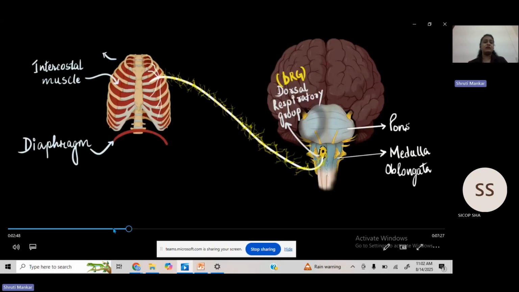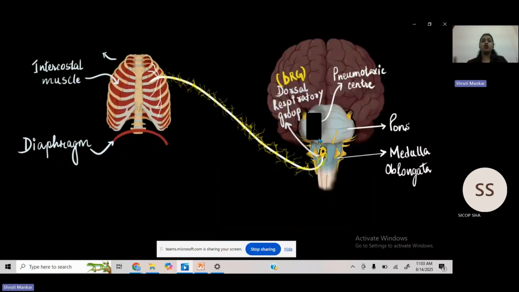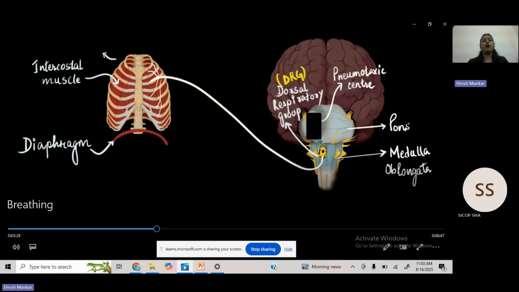Now, till when are these muscles going to contract? They need to inhibit at some point of time. Otherwise, there has to be an initiation for exhalation. So that is done by a separate group of neurons located in the pons. Okay, the pneumotaxic center. It is also called the inspiratory off switch because it is literally a switch that switches off these impulses from the DRG to the intercostals and diaphragm.